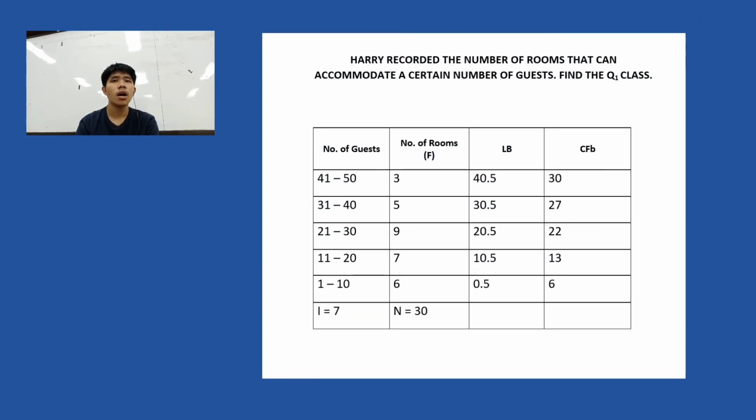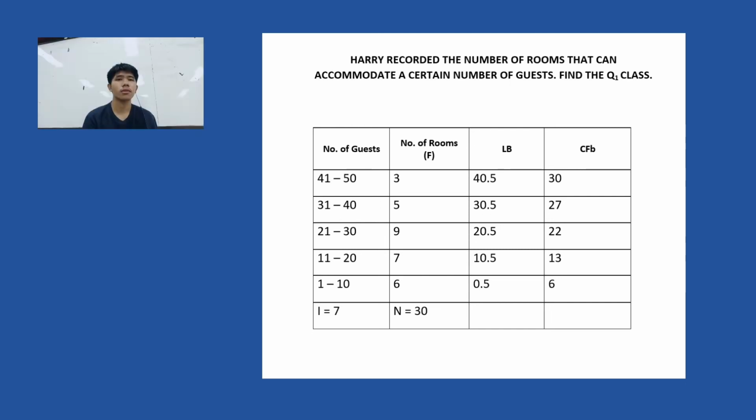And here is our last problem. Harry recorded the number of rooms that can accommodate a certain number of guests. Find the Q sub 1 class. Here is our table. The first column shows the number of guests. So the lowest number of our guests is within 1 to 10 and the highest is within 41 to 50. In this column, they have the same interval.